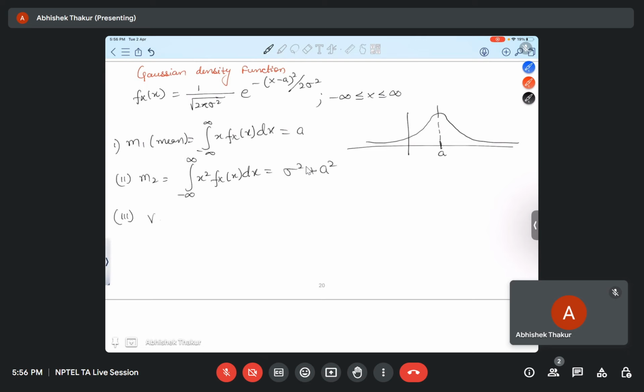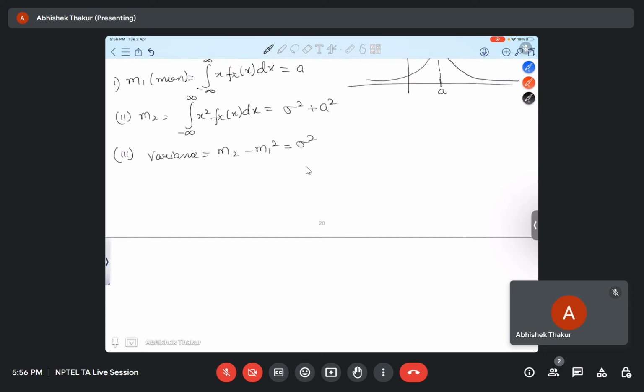And third is variance, that is equal to m2 minus m1 square. So this is equal to sigma square. So now let's take an example. f(x) is given as 1 by 3 root of 2 pi e to the power of minus (x minus 4) square divided by 18. So what will be the value now here? So a is equal to 4.